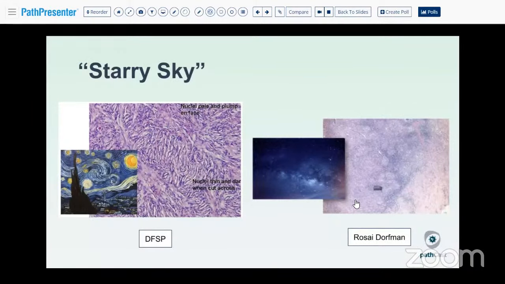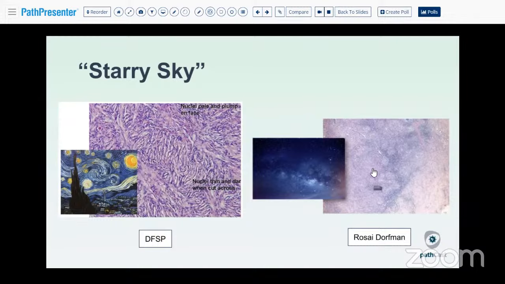The starry sky, so we heard starry sky before. Starry sky is actually used for two things in dermpath. So one is DFSP and one is Rosai-Dorfman, but they're actually very, very different starry skies. DFSP is referring to the Van Gogh starry sky painting, specifically this image of a starry sky, which is what the fascicles of those spindle cells look like as they're interweaving with one another.